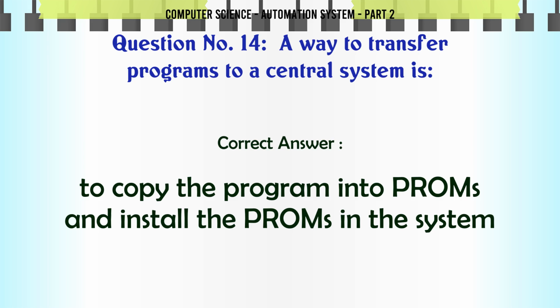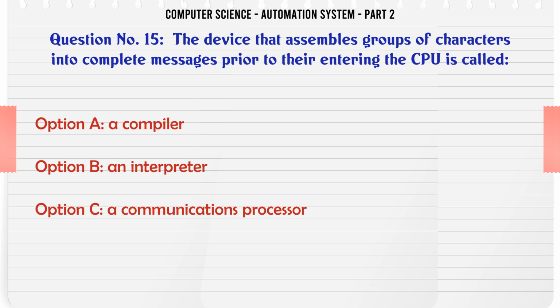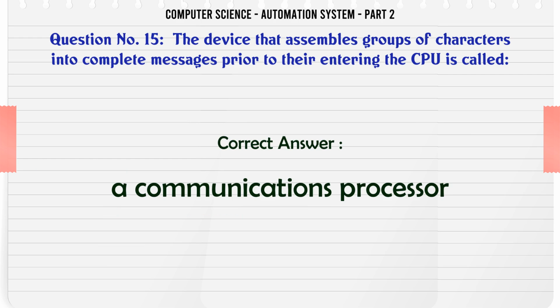system. The device that assembles groups of characters into complete messages prior to their entering the CPU is called A. A compiler, B. An interpreter, C. A communications processor, D. An editor. The correct answer is a communications processor.